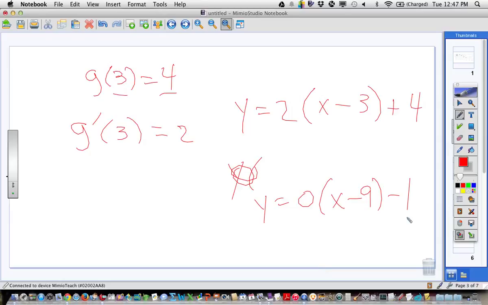You can simplify that. Obviously, if you take this all times 0, it's going to be a horizontal tangent line. Okay? All right, let's move on.